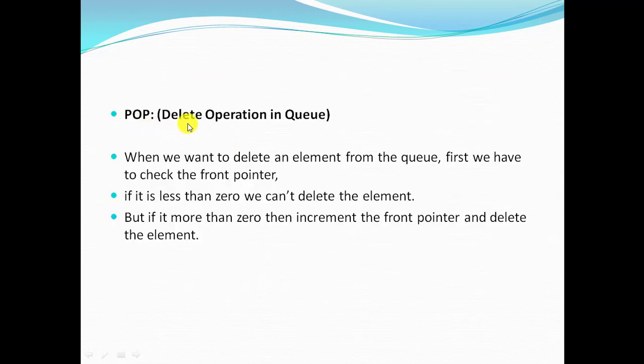Then we'll see the delete operation, that is pop. When we want to delete an element from the queue, first we have to check the front pointer. If it is less than 0, then we cannot delete the element. But if it is more than 0, then we increment the front pointer and delete the element.